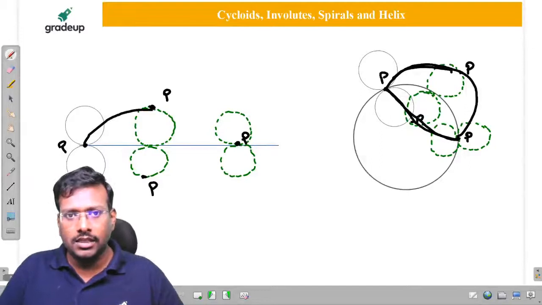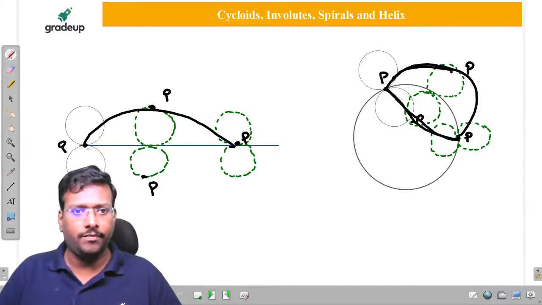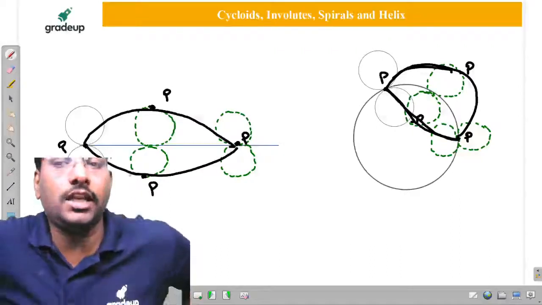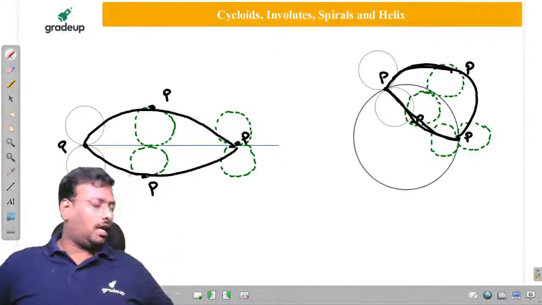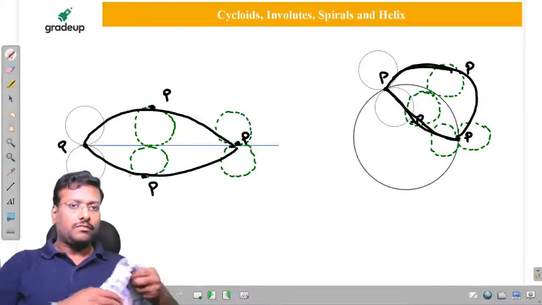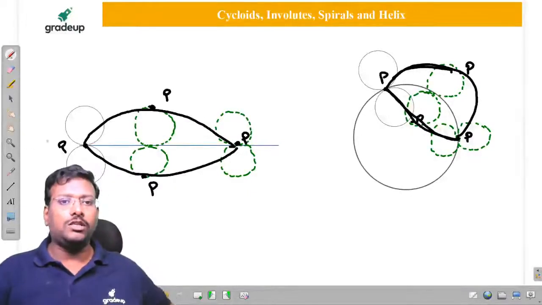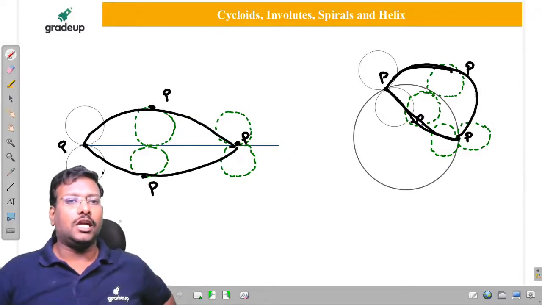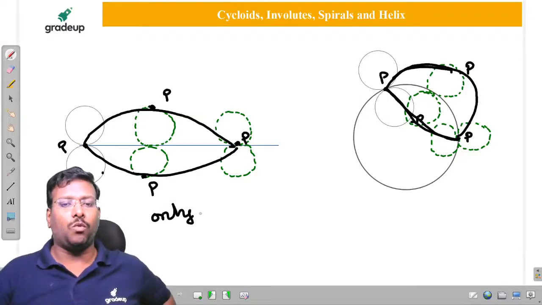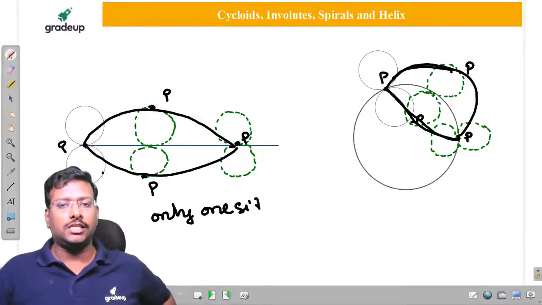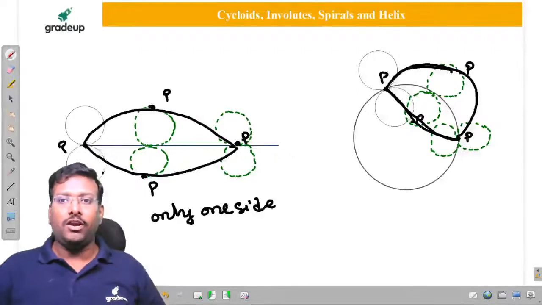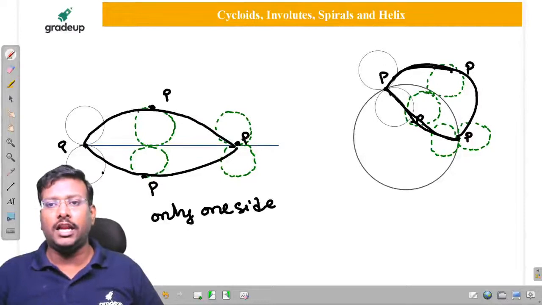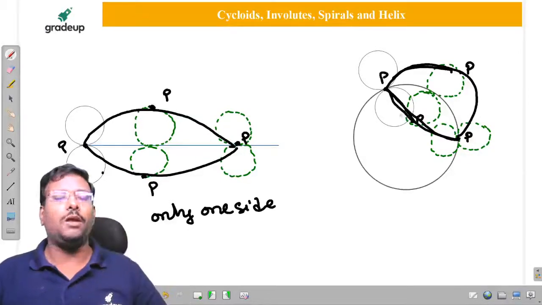Whereas in this case, this is the curve outside, and this is the curve if the rolling circle rolls on one side and the other side of the straight line. Now if you observe, whether it rolls outside or inside, these two curves are the same in nature. That's why only one side is considered. Whereas here, if it rolls outside, we get one nature of the curve. If it rolls inside, we get another nature of the curve. Means the curve shape is going to change.